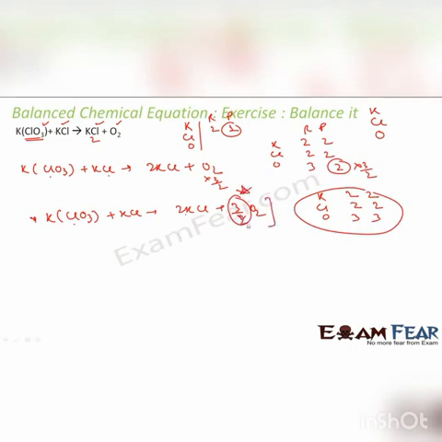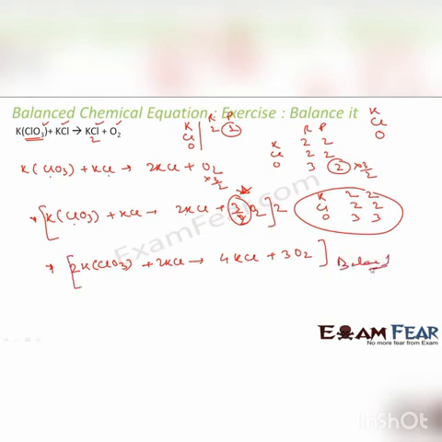So when you remove the fraction part, it is by 2. You multiply everything by 2. So what you get is 2 KClO3 is equal to 2 KCl plus 3 O2. And this is my balanced chemical reaction.